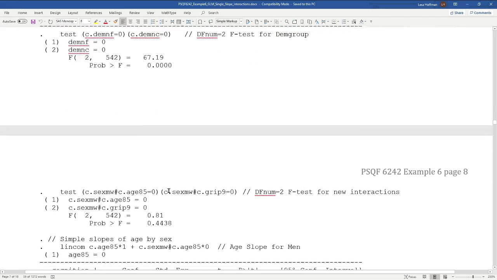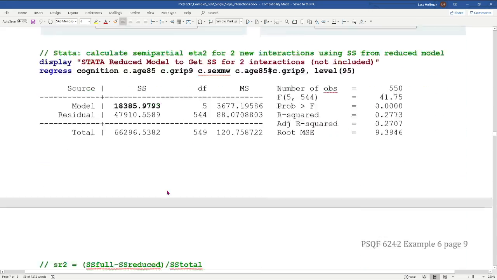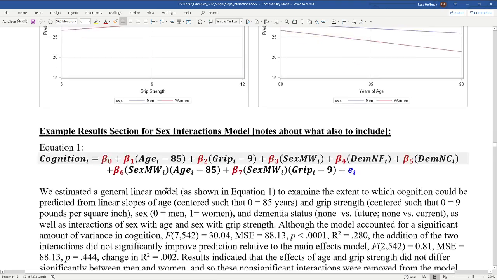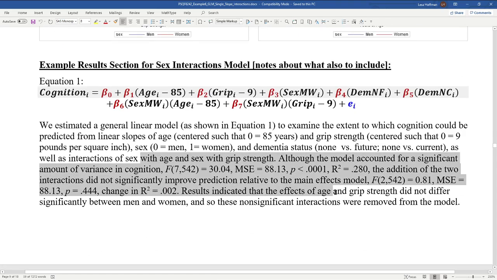And then we talked about the importance of making pictures. So then we're left with the example results section.